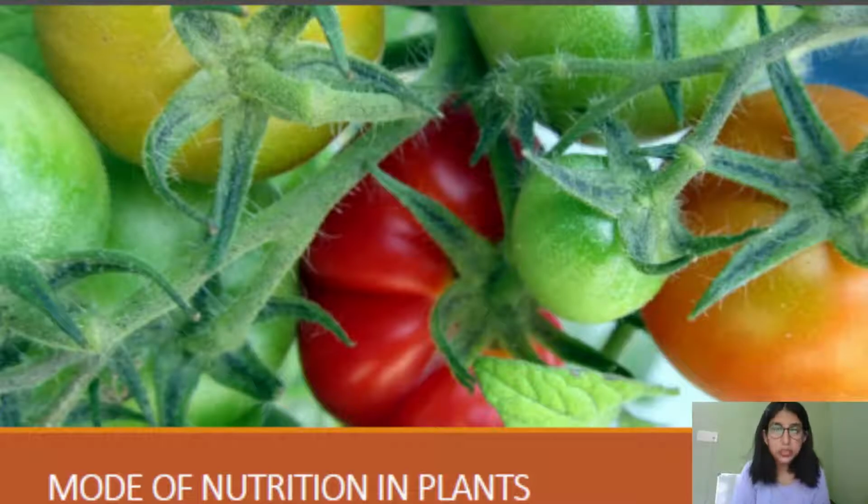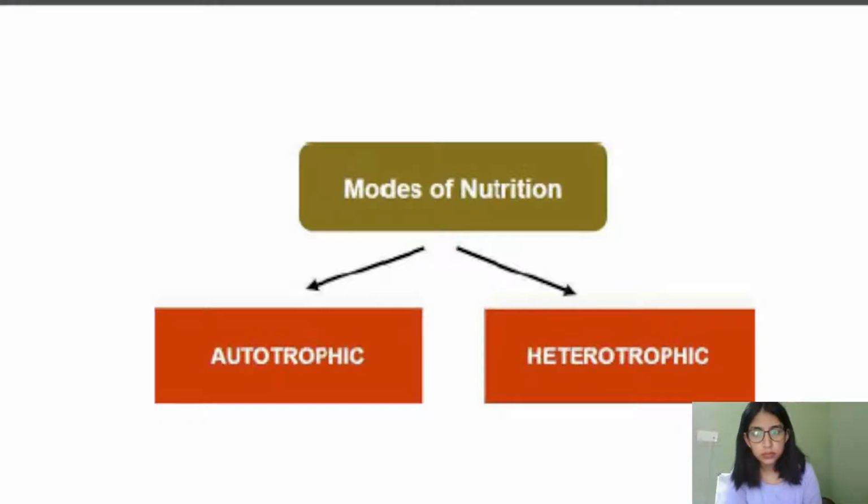One of them, opted by plants, is the autotrophic mode of nutrition, in which you'll be telling me what happens. I'll give you 5 seconds for that. Yes, so in the autotrophic mode of nutrition, the organism makes its own food without being dependent on other organisms, basically.